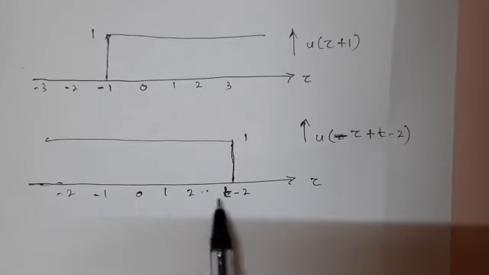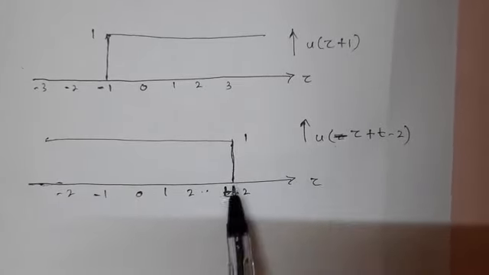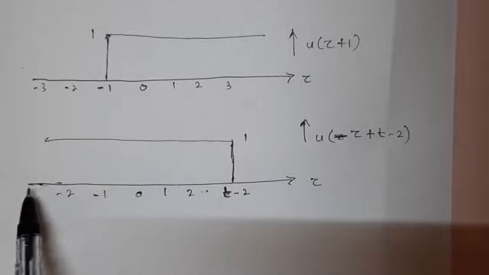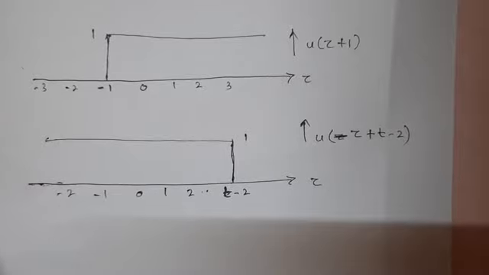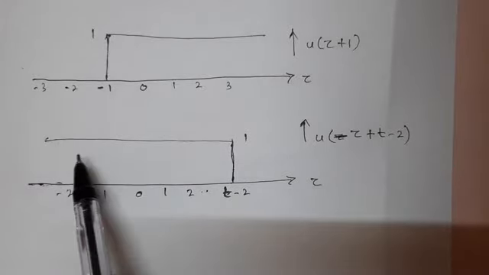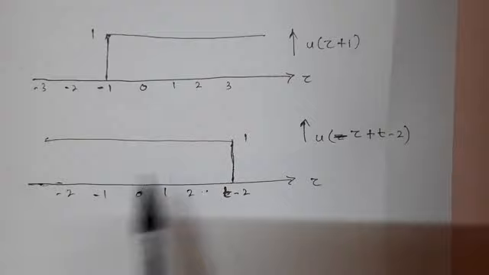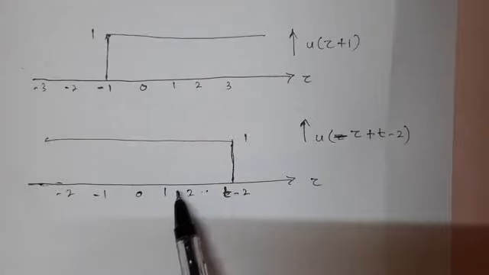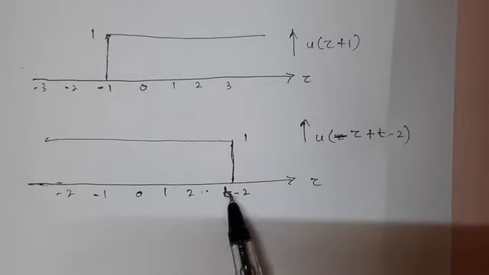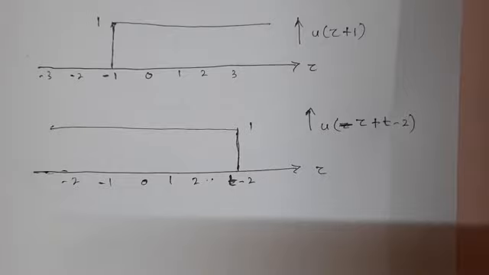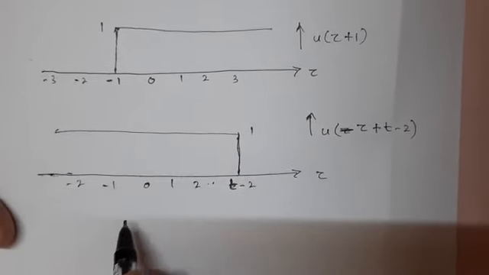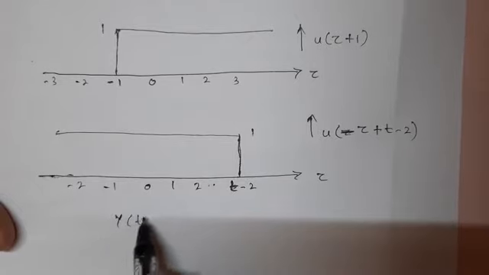This t minus 2, u of minus tau shifted by t minus 2, can be drawn somewhere at minus 3, minus 4, minus 5 and so on, or at 0 also, or at 1 also, anywhere. For my understanding I wrote it towards the positive side, telling that t minus 2 is positive. Now what you need to do is check what your y of t is.